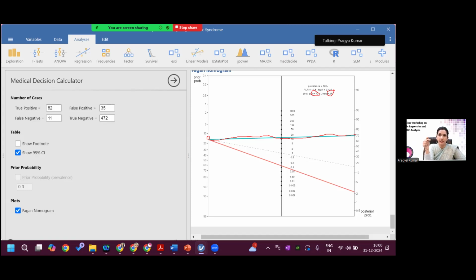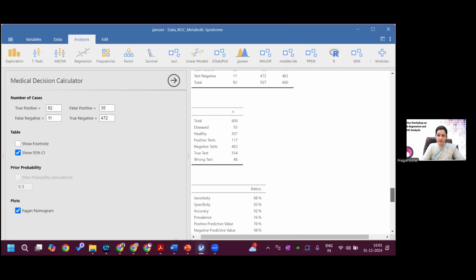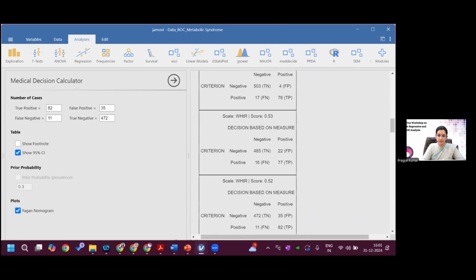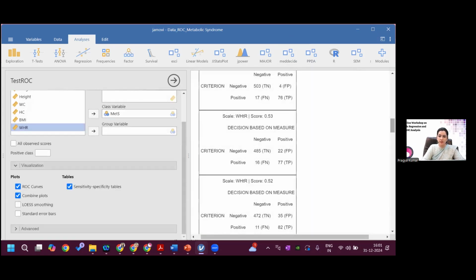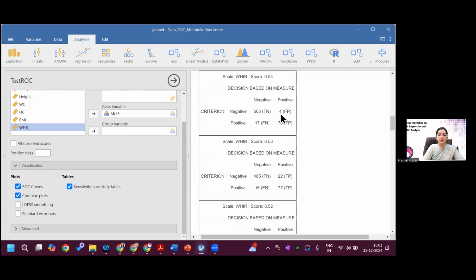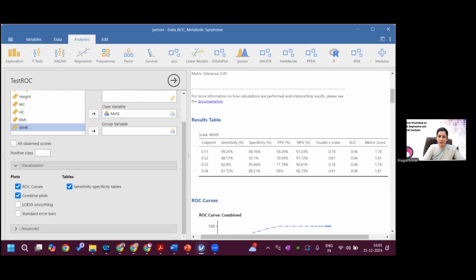So that's the interpretation of post-test probability using this Fagan's nomogram that you can have from this med-decide. Let me repeat it once again. Using this PPDA, you can go with this analysis, which you can see here. At each cutoff, it gives you the 2x2 table. So first, you decide a cutoff.